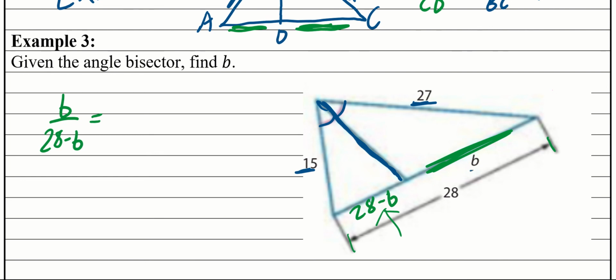So since B is on this side of the triangle, and I put that on top, that means 27, since it's on this side of the triangle, also has to go on top as well. So this is going to be 27 over, and then the remaining side here, 15. Okay, this is how you set up this proportion. I know it's more of a confusing type of problem than we've seen before, but we can still solve this just like we've seen proportions in the past.